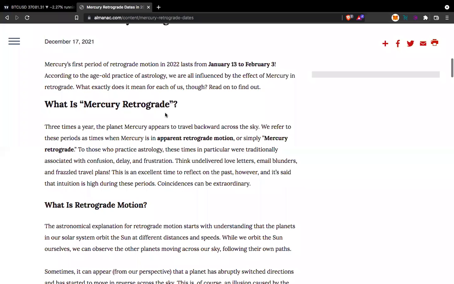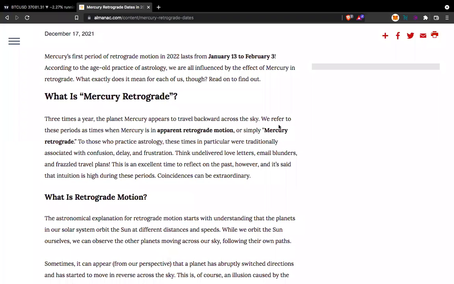All right, so what is Mercury retrograde? Three times a year, the planet Mercury appears to travel backwards across the sky. We refer to these time periods as Mercury being in apparent retrograde motion, or simply Mercury retrograde. To those who practice astrology, blah, blah, blah.